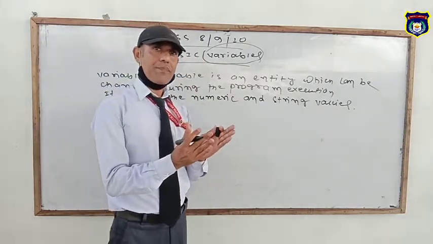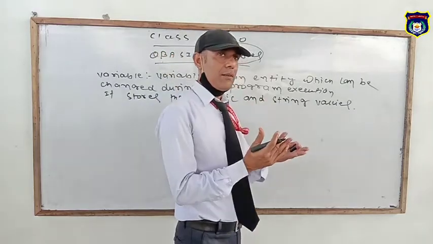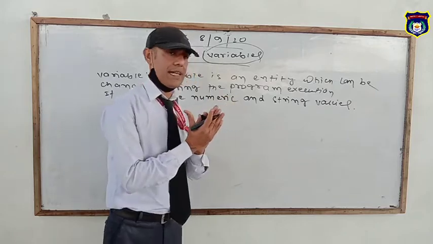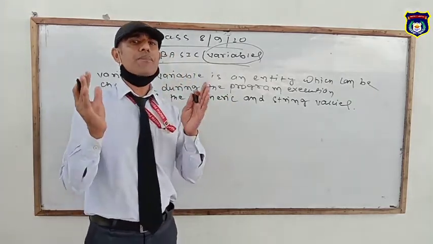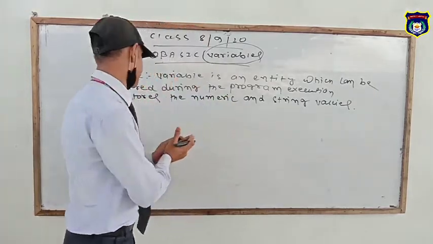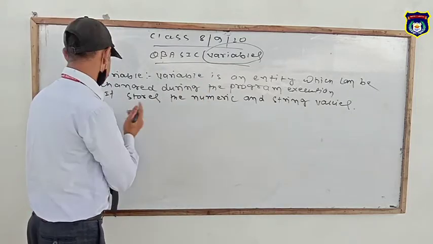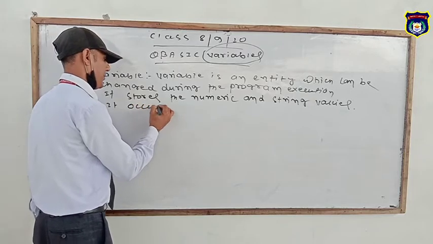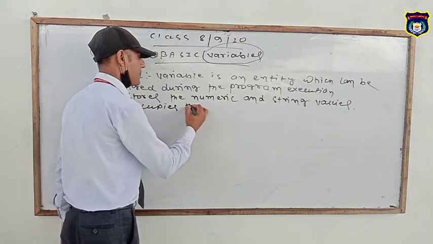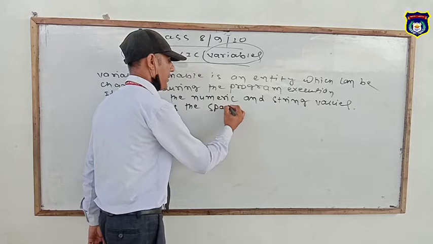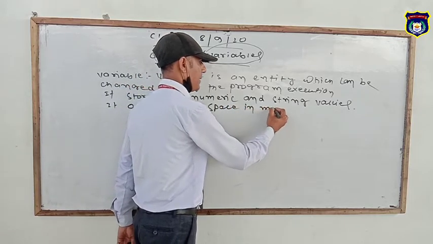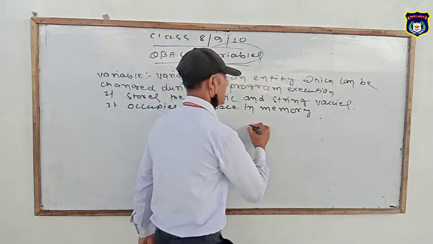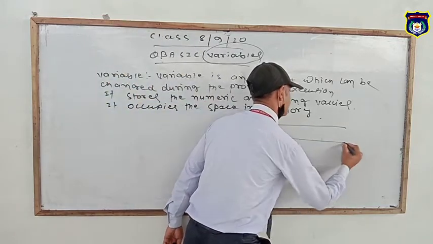Suppose, what is your name? In which class do you read in? South Point Residential School. So these are string constants, which are the collection of different types of characters. Especially, it occupies space in memory. Suppose simply this is a table.